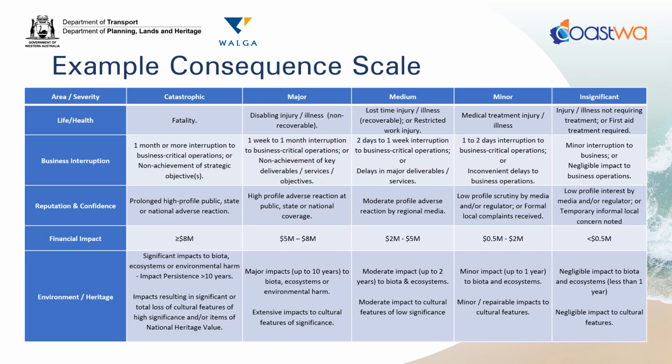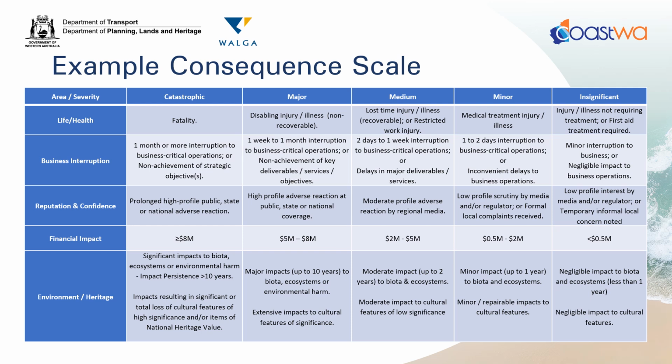So this is an example consequence scale. If you look across the top, we've got our consequence rating ranging from catastrophic down to insignificant, which is a fairly common scale. Down the left, we've got the different categories that we're assessing this against. As I mentioned before, there's a range of different categories that need to be considered. In this particular example, and obviously there can be many different categories that each local government authority will consider, we've got life and health, business interruption, reputation and consequence, financial impact, and environment and heritage.